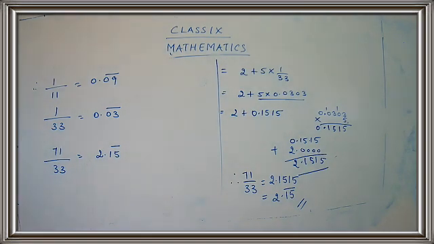Okay, children. Now, let's go for the next sum. Take down question number 4. Express the following decimal expression into rational numbers. Write down the question. What is the first one we have?